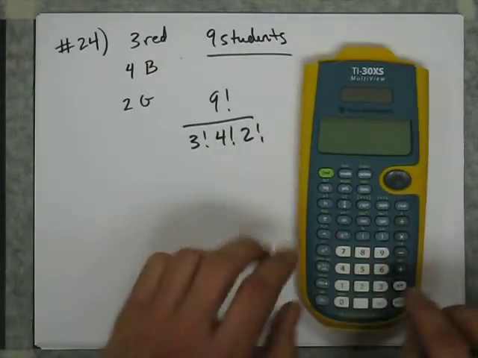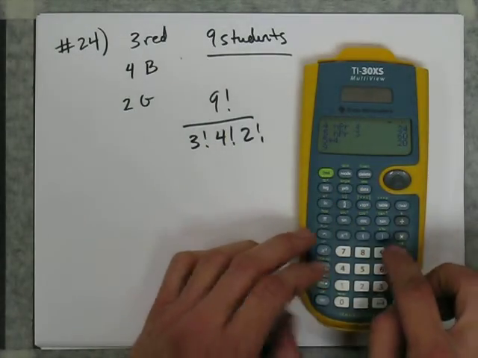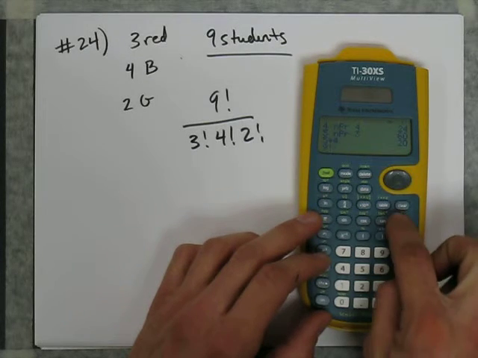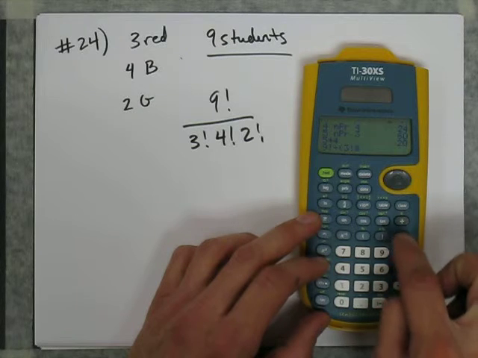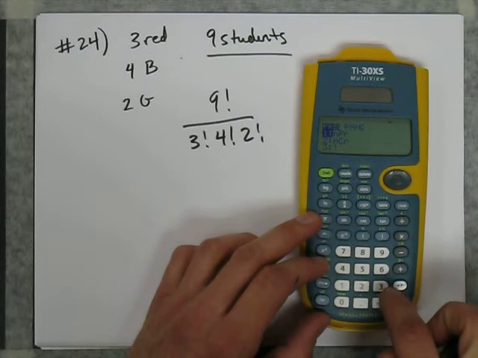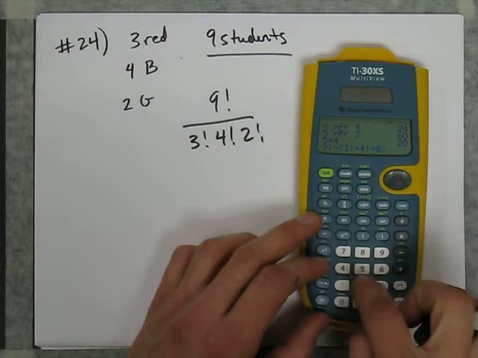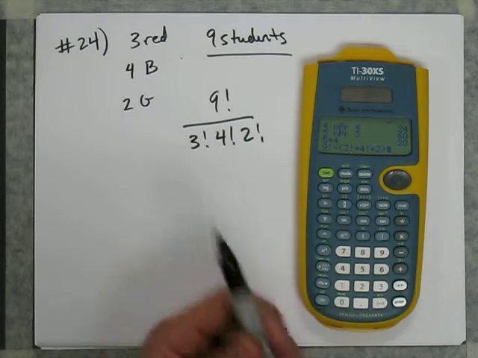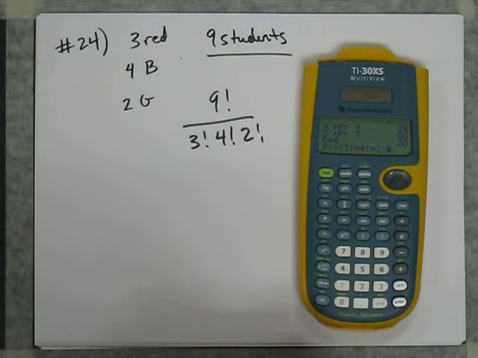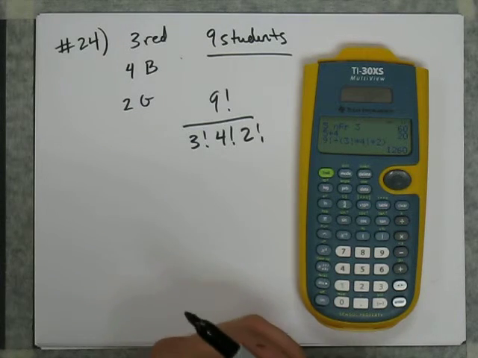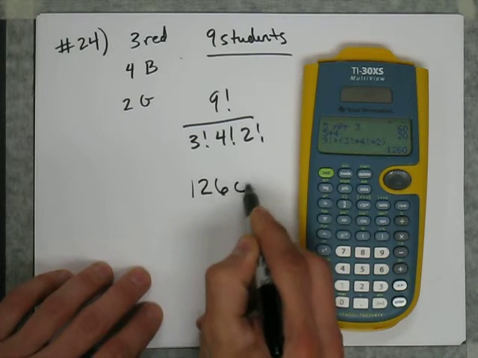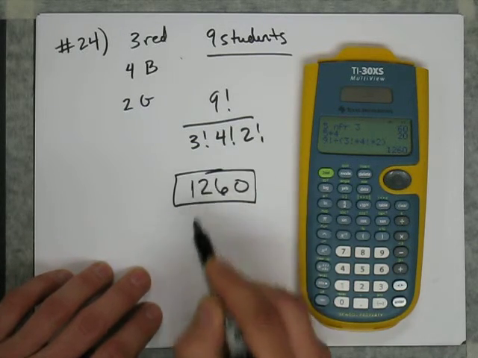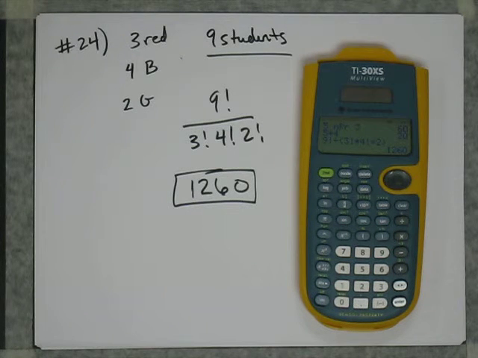And so we go ahead and do that on our calculator and see what we get. 9 factorial divided by 3 factorial. You can do it all in parentheses, so you can do it all in one fell swoop. And you don't really need to do 2 factorial because 2 factorial is just 2. And we get 1,260. And thus concludes 15-6.